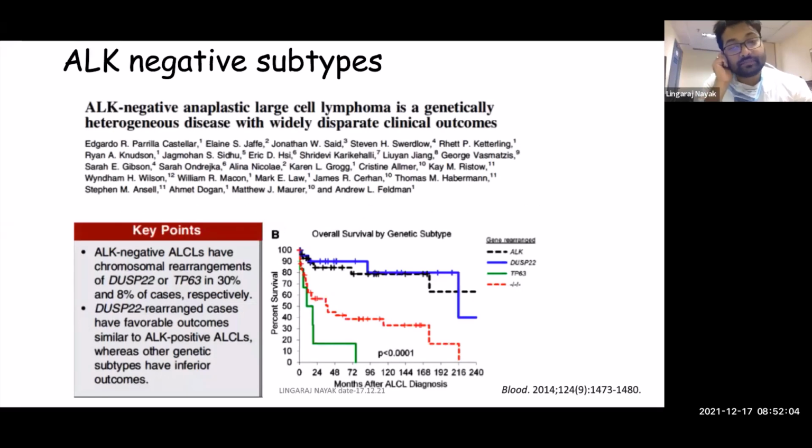And this is the paper from Mayo Clinic, and you can see that those who have DUSP22 rearrangement, their outcome is as good as those who have ALK positive ALCL, which is the best group, I would say. And it is seen in 30% of patients.